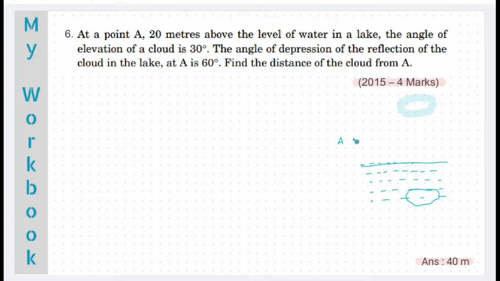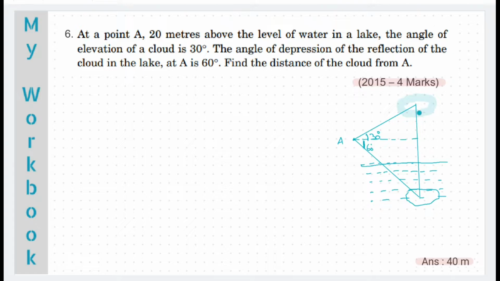From point A, the angle of elevation of the cloud is 30 degrees. So let's have a horizontal drawn. So this angle is 30 degrees. From the same point A, the angle of depression of the reflection of the cloud is 60 degrees. So this angle here is 60 degrees. Let's just join these two points. So we have a triangle shape.